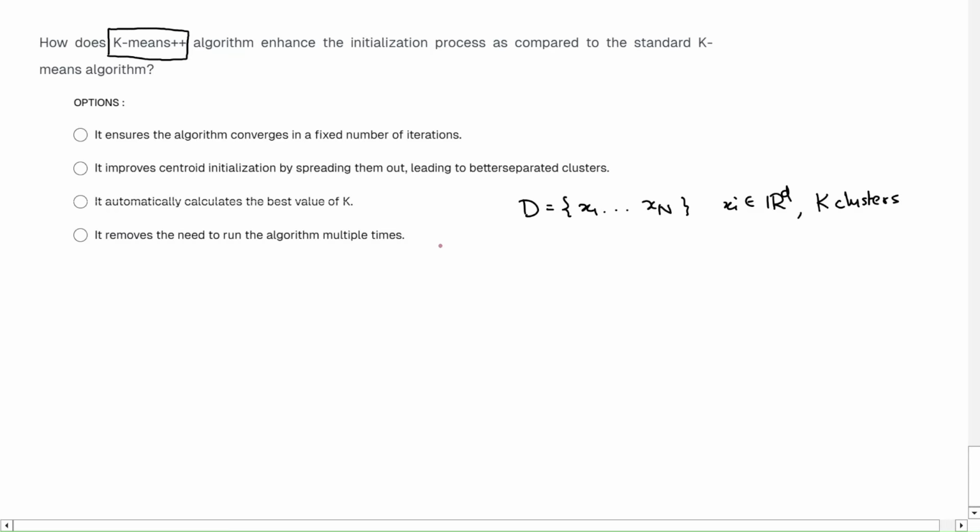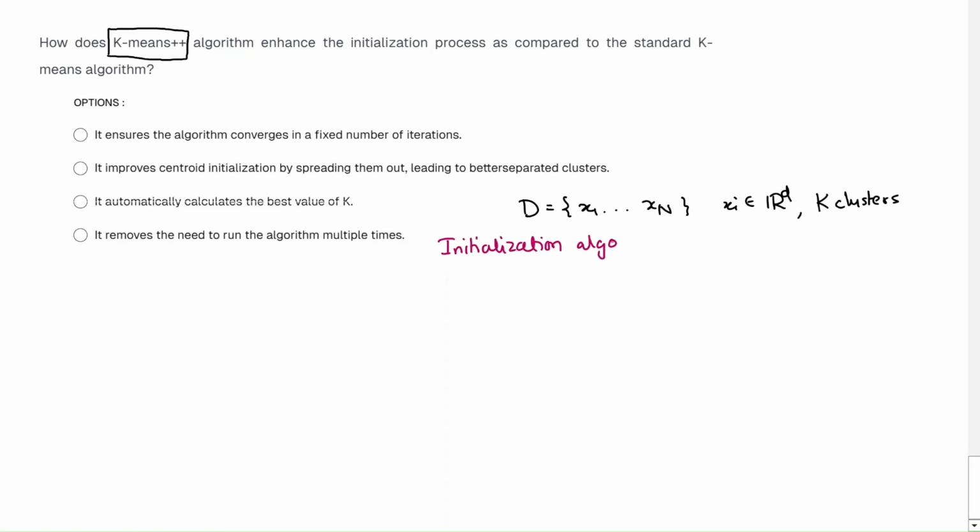So the initialization algorithm for k-means plus plus: first of all, pick the first centroid randomly. Let me call it mu1.